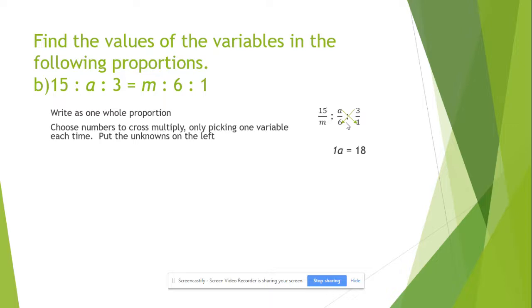That equals 1A times 18. So 3 times 6 is 18. So if we're going to make it A, we know that A is equal to 18 because the 1 doesn't have to be there. Right, so we've answered what A is. Now we need to answer what M is.